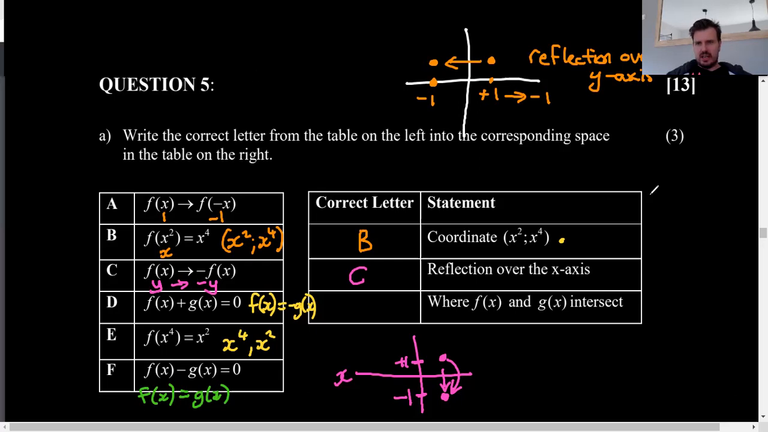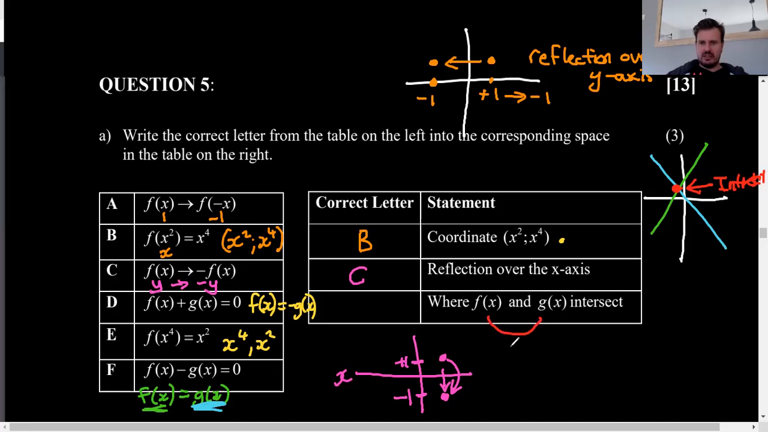Let's say we had a line here, and let's make our f of x green, and let's make our g of x light blue. Where are they equal? They are equal at this point here, where they intersect. So where f of x and g of x intersect, that's essentially saying where f of x equals g of x. So that's F.